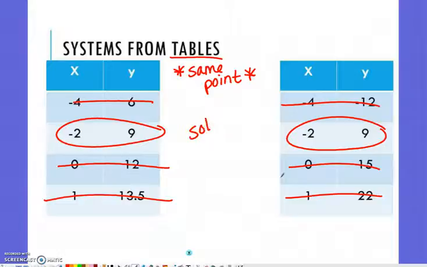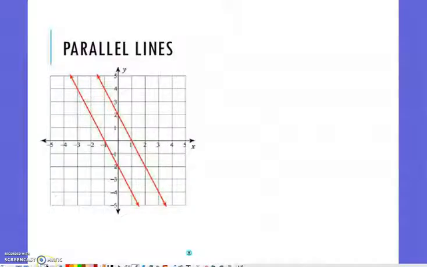So my solution is negative 2, 9. So yet again, really simple. It's where 2 lines cross, where they have the same point. Very, very easy. But what if you have parallel lines?